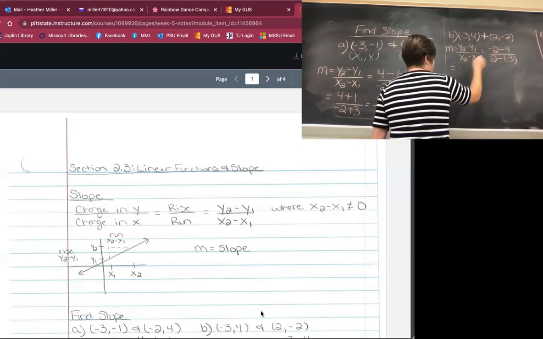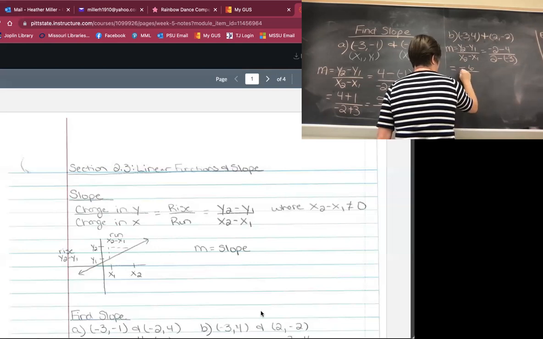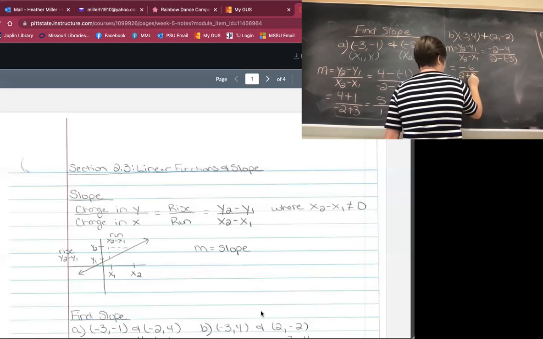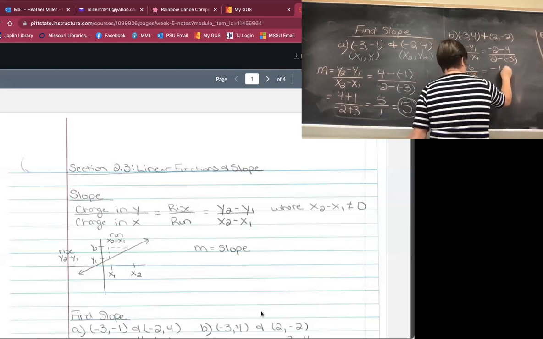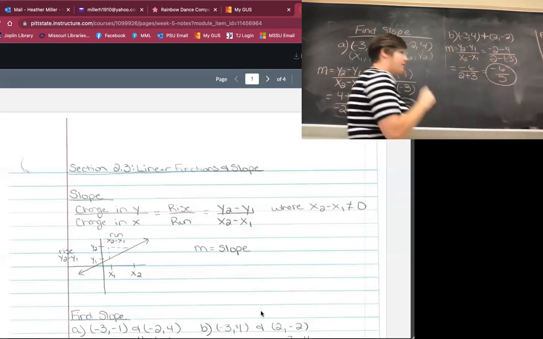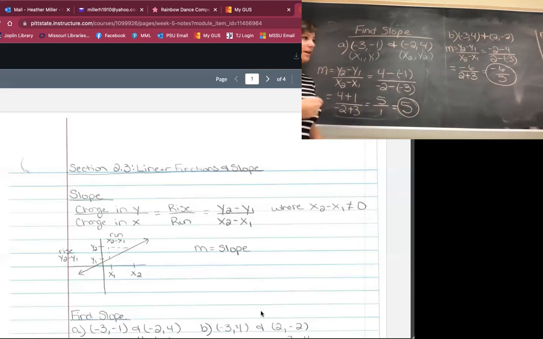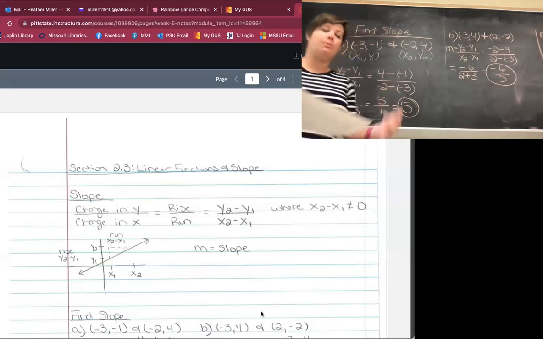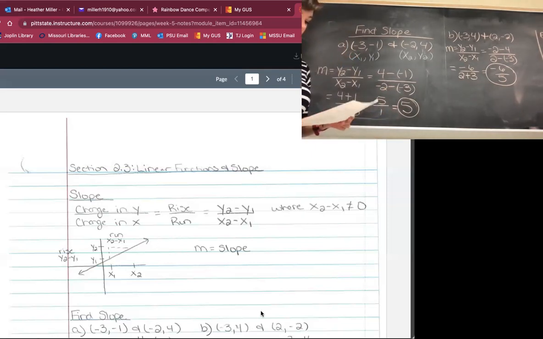So -2 minus 4 is -6, and then that becomes 2 plus 3 on the bottom, which is 5. So -6 over 5. So I have a slope of -6/5 for that second line. Like, this is assuming that there's a line going through these 2 points. Okay?